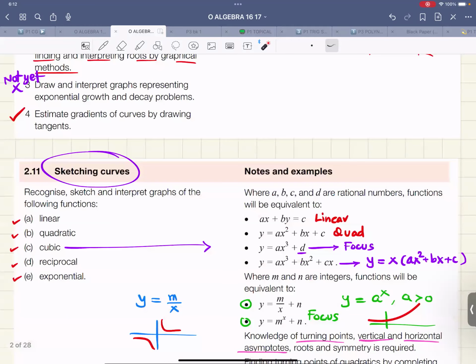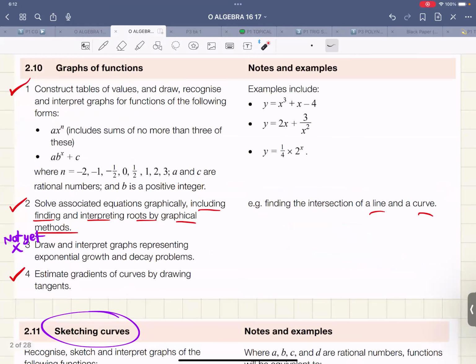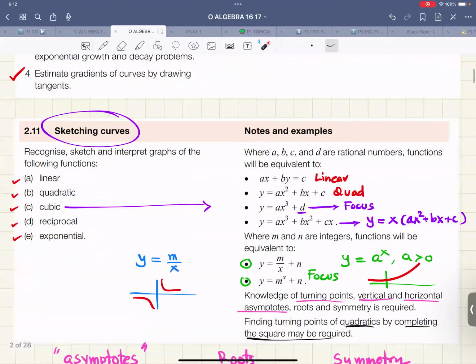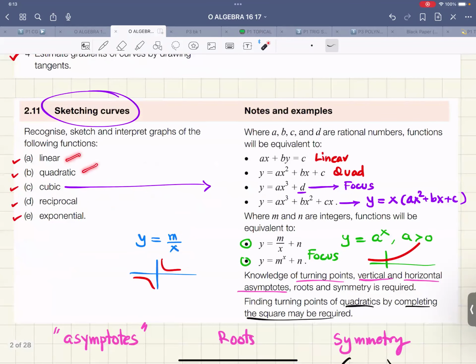Now this is where this particular page is. And where are we exactly? We have done linear, quadratic, cubic. Let's focus on this cubic. And then reciprocal, something like this. This is what we have to focus on.